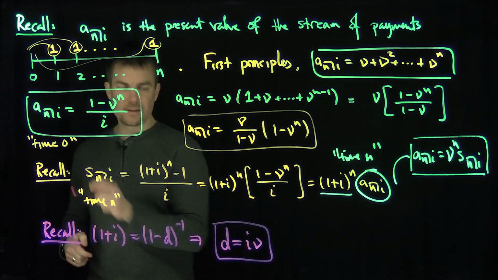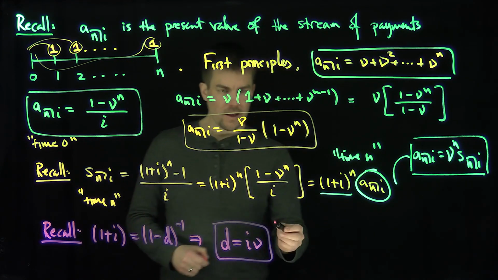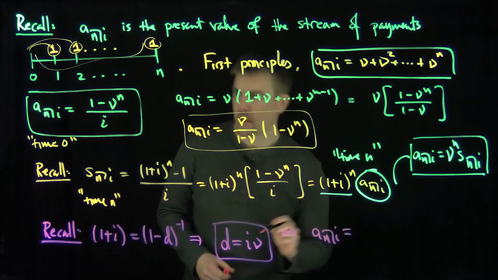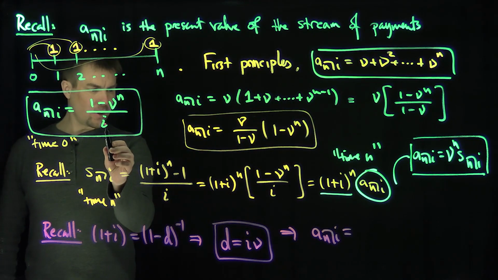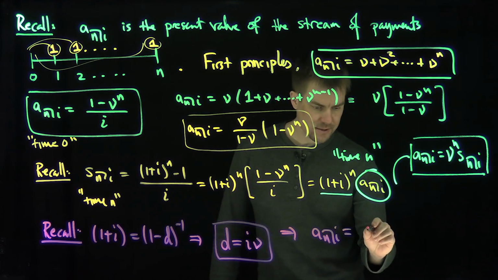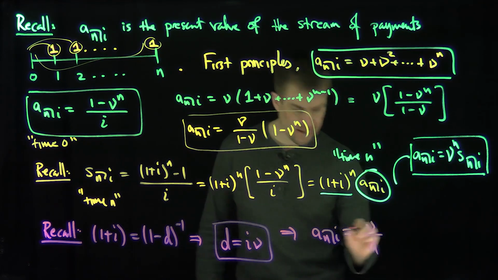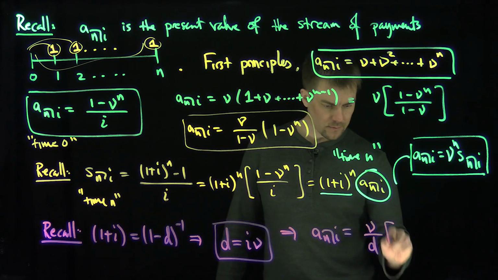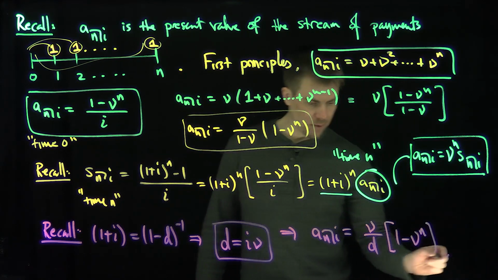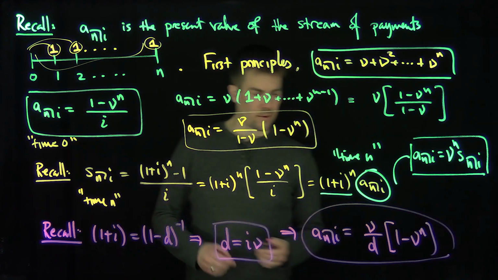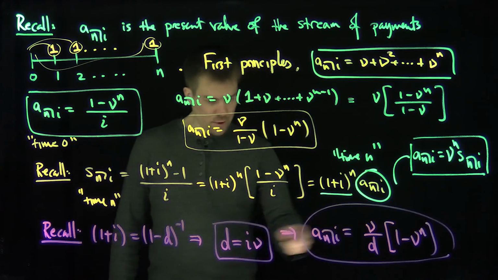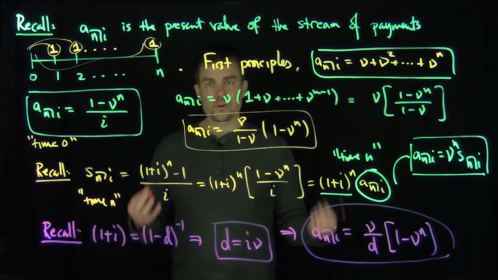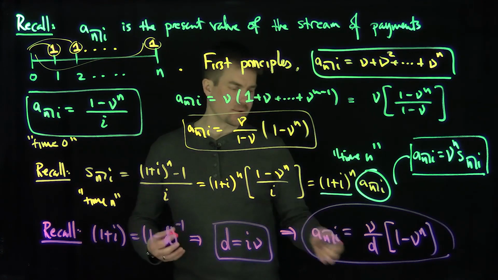Excellent. I can plug that into this formula. And what will that tell us? That would tell us one final relationship for A bracket n angle i. Well, if i is d over nu, then 1 over i is going to be nu over d, because that's the reciprocal. So A bracket n angle i is nu over d times (1 minus nu to the power n). And that gives us an equivalent representation, because what is nu over d? That's 1 over i, and that puts it into the right form. Also I know that d is 1 minus nu, so it's consistent with this.